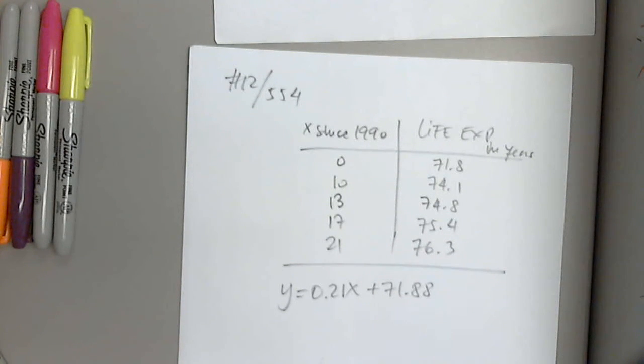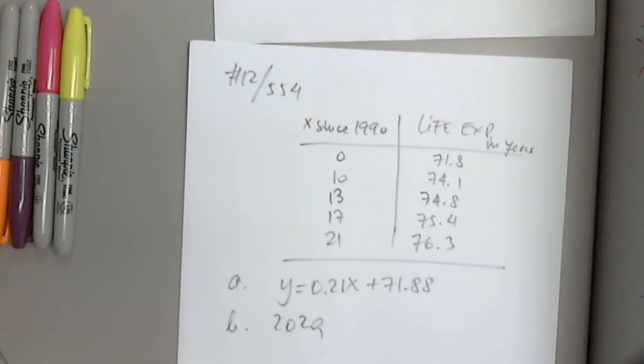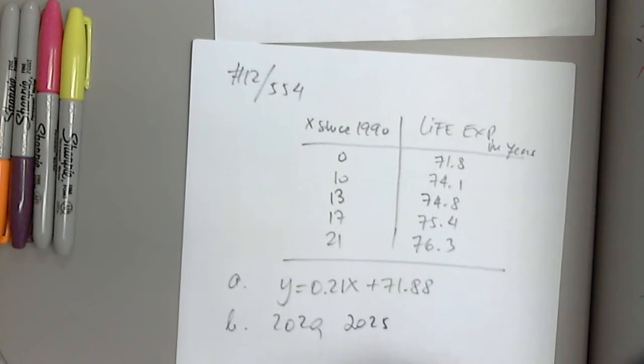So in part B, it said, part A, find the regression line. We did. In part B, it says, use the regression line to predict the life expectancy of men in 2020 and in 2025. Of course, assuming that the trend continues. I have the regression line. X equals 0 means 1990. I have to determine what X is for 2020 and what X is for 2025 and put it in the regression line.